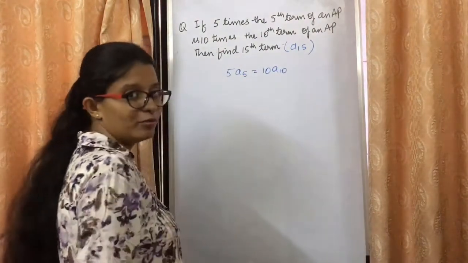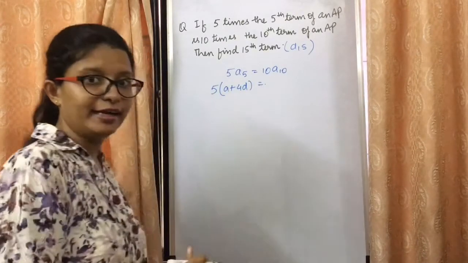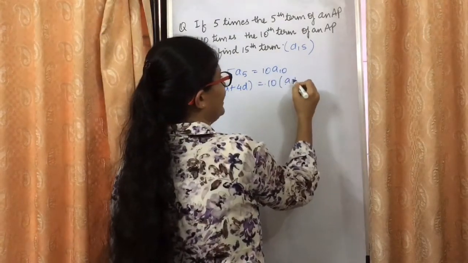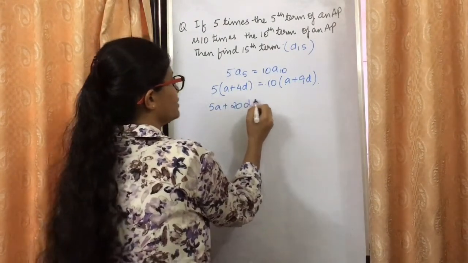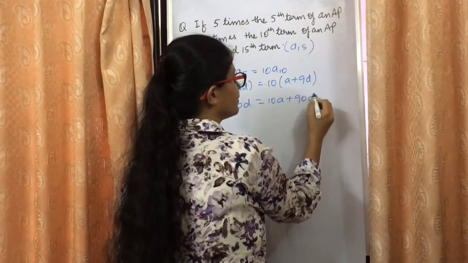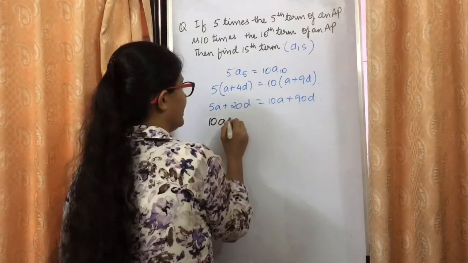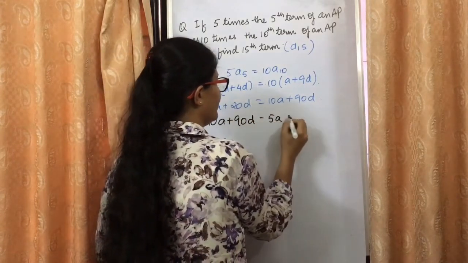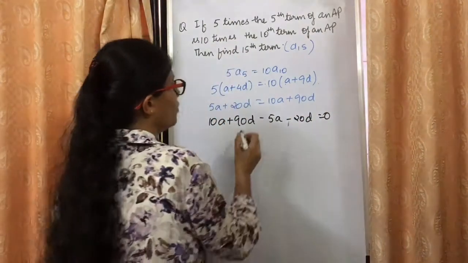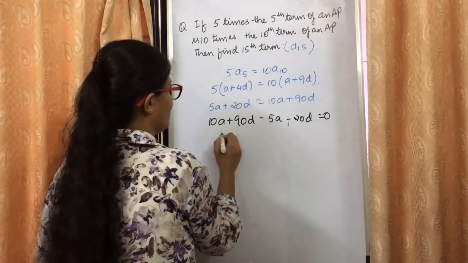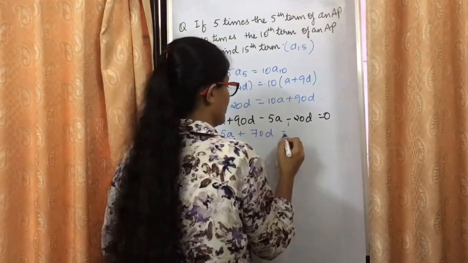The condition given, we solve first. 5 A5, I can write as 5 into A plus 4D, in place of A5 in terms of A and D, and 10 into A plus 9D. If I multiply this, I will get 5A plus 20D is equal to 10A plus 90D. Taking this to the other side, we get 10A plus 90D minus 5A minus 20D equal to 0. Now 10A minus 5A gives 5A, plus 90 minus 20 gives 70D, is equal to 0.